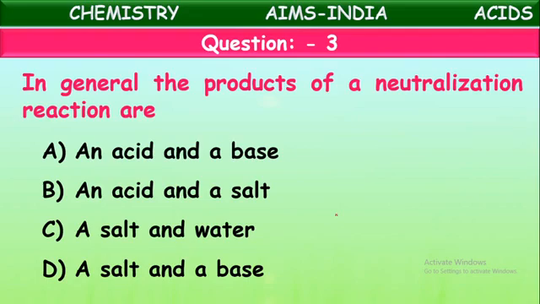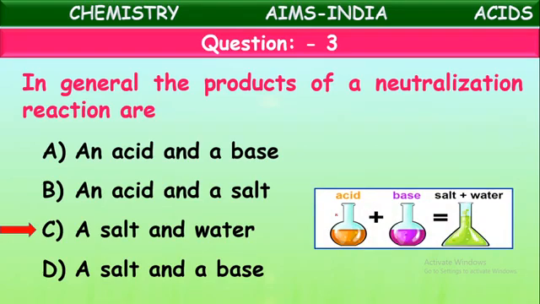What will be formed when a neutralization reaction occurs? What does neutralization reaction mean? The chemical reaction in which acid and base react with each other to form salt and water. So what is the correct answer now? Yes, salt and water are formed. So when acid and base react, they form salt solution. Salt and water are formed. Next question.